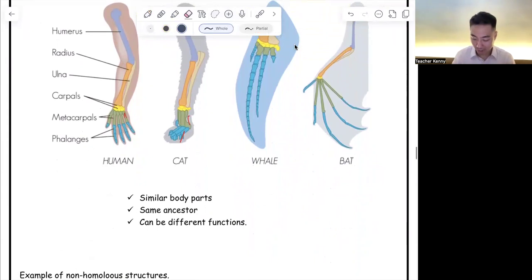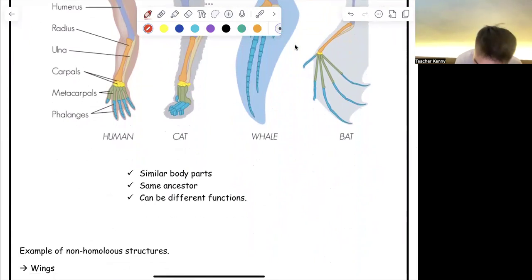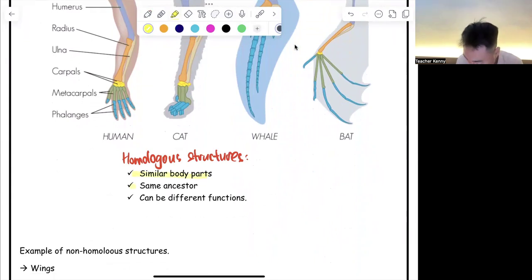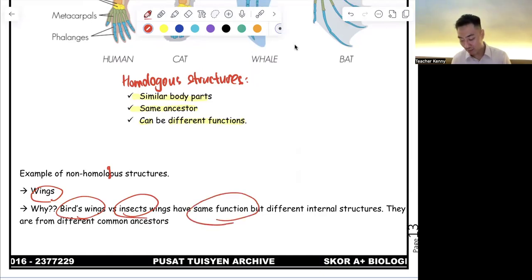Second thing is, remember, now exam focus. What is a homologous structure again? If they were to ask you, write down the title. Homologous structures are similar body parts that come from the same ancestor and they can have different functions. Highlight. Here I give you already non-homologous structures. Wings. Why? Birds and insects have wings, same function, but the internal structure is different.